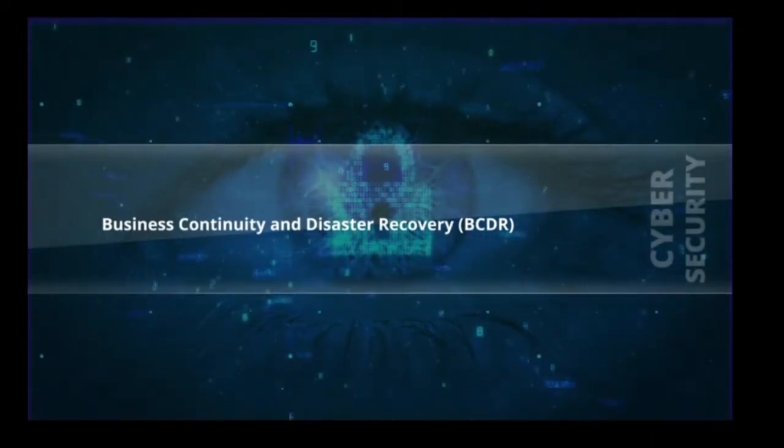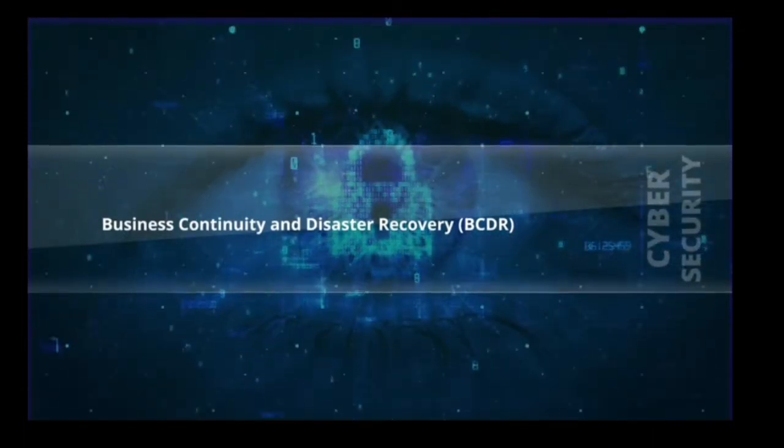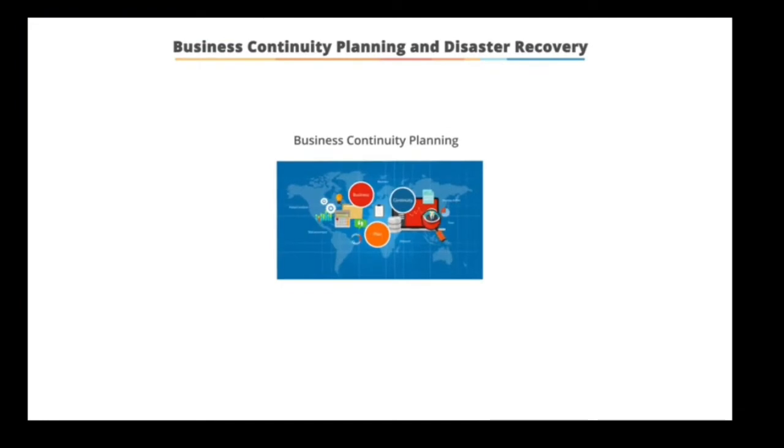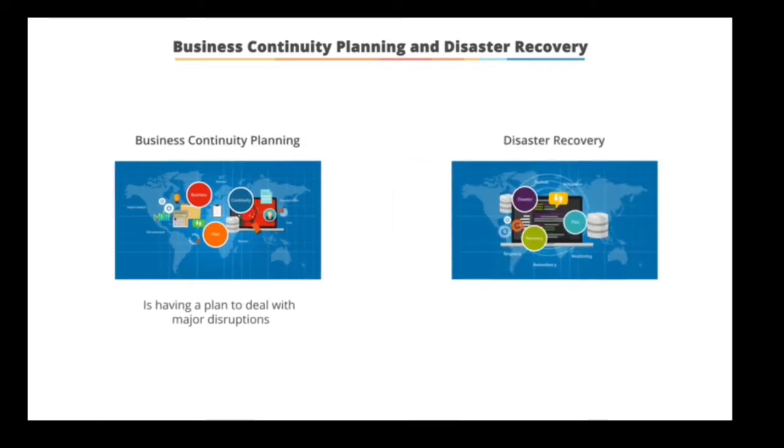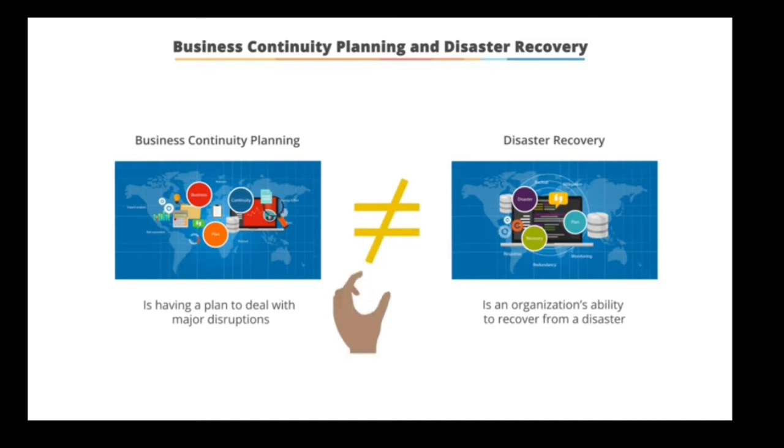Business continuity and disaster recovery, or BCDR. Business continuity planning. Business continuity is having a plan to deal with major disruption like cyber attacks, floods, and supply failures. Disaster recovery refers to an organization's ability to recover from a disaster and/or an unexpected event and resume normal operations. While disaster recovery and business continuity are closely related, they are not actually the same thing. The key difference between the two is in their scope.